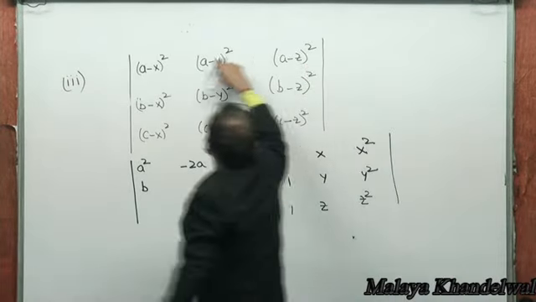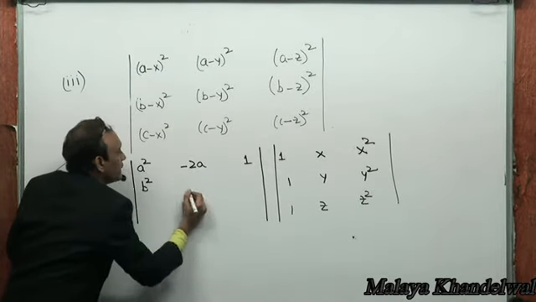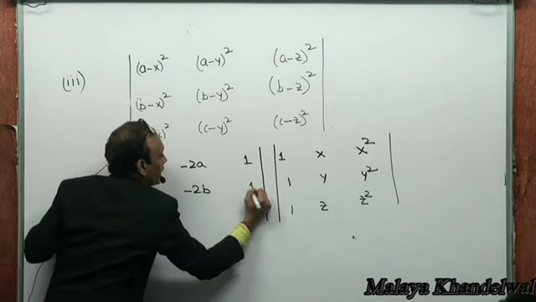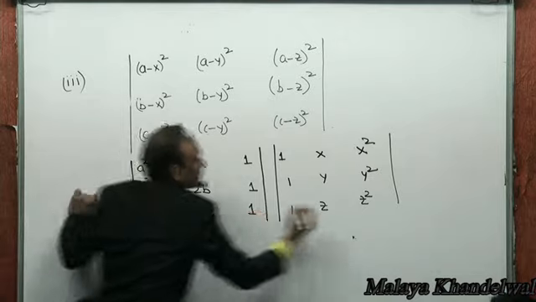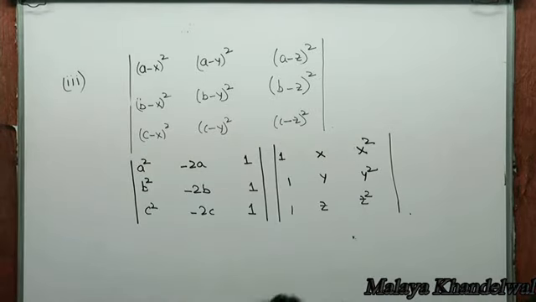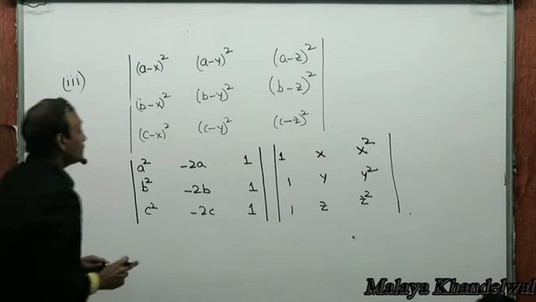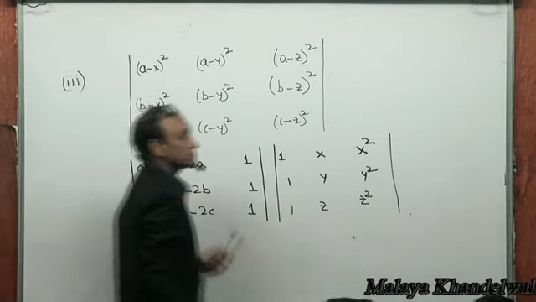Now whatever I have for the first row in a, for the second row I should have in terms of b: b squared minus 2b, 1, c squared minus 2c, 1. Yes or no? Got me? Clear? Obviously, I can take minus 2 common from this.